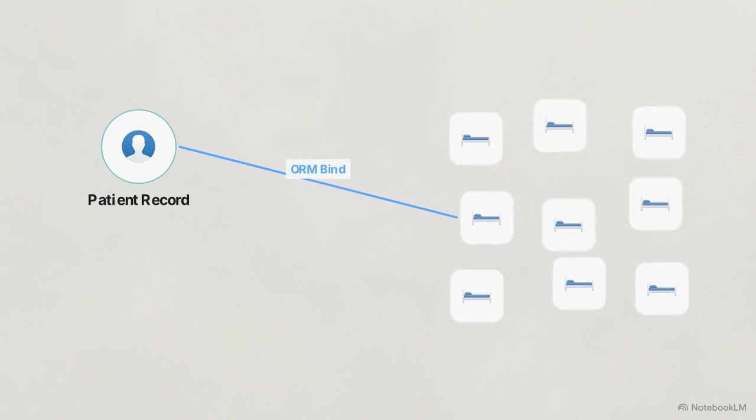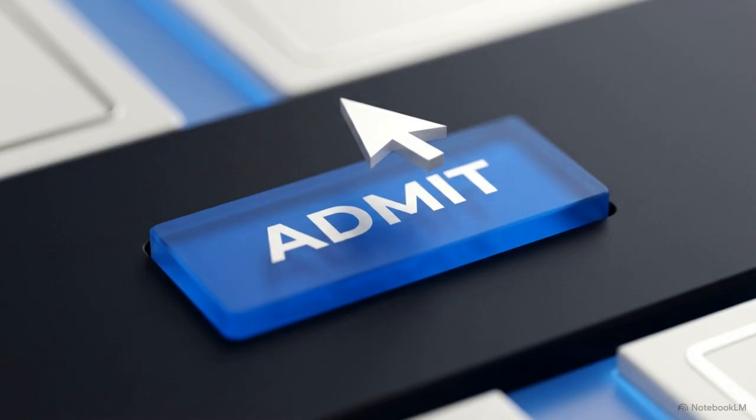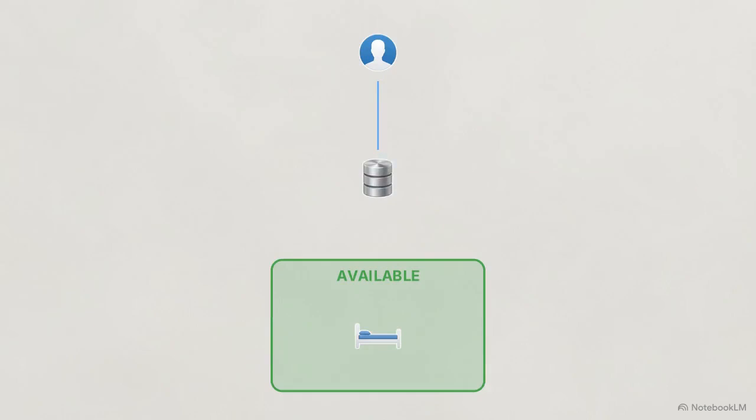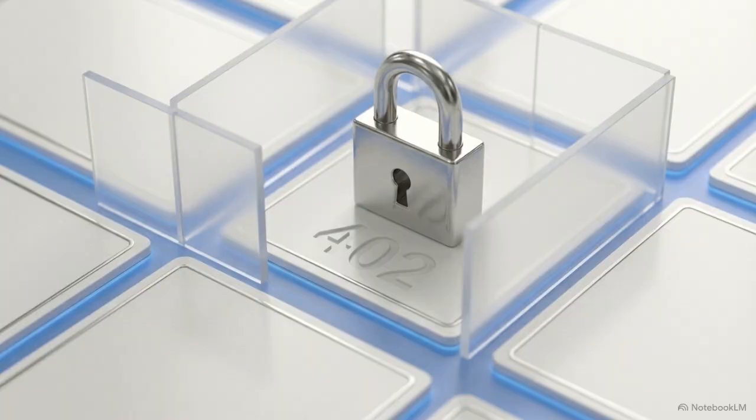To prevent assignment to a dirty bed, the ORM categorizes beds into available, occupied, or maintenance states. Finally, a triage layer assigns priorities: normal, high, or critical, dictating placement urgency. Once priority is matched, the admission transaction is executed with a single click in the interface. This click triggers a database cascade. Assigning the patient to the bed instantly transitions the bed state to occupied. That specific bed is immediately locked out of all future availability queries across the hospital.